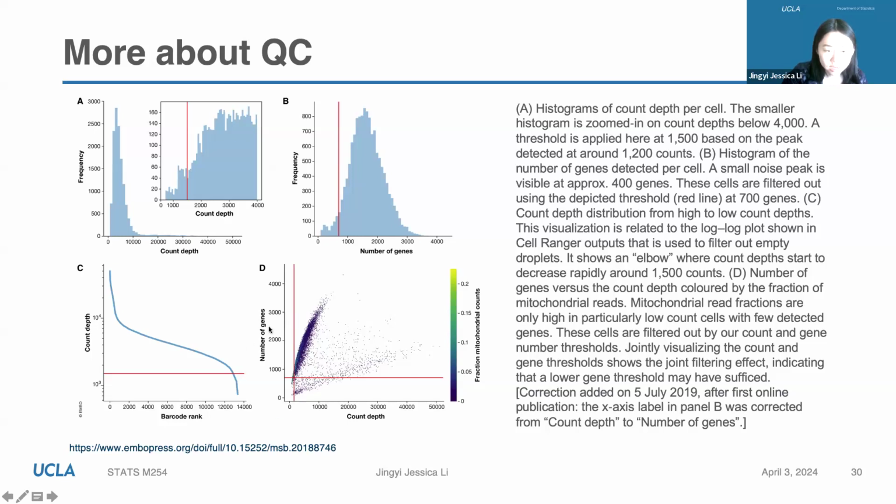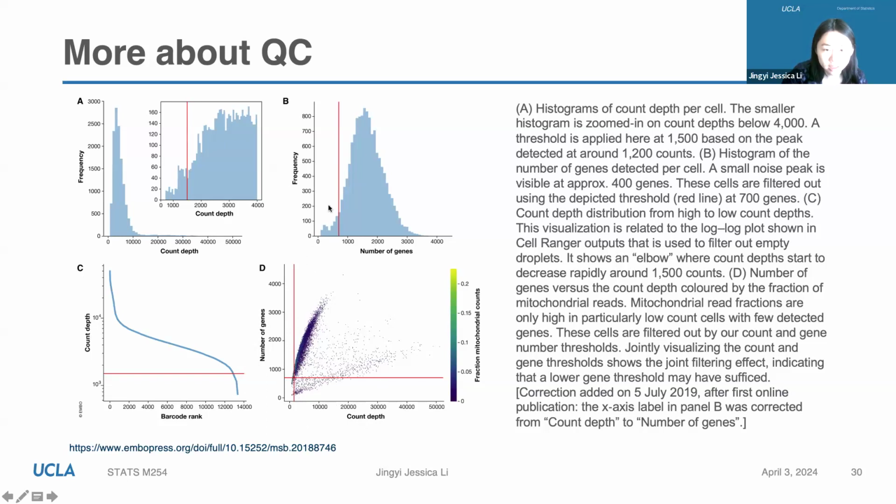The last figure is to look at two QC features covariates together: number of genes and count depth. So this is the N feature in Seurat, and this is the N count in Seurat. Using the N count threshold of 1,500, and this is the number of genes, which is 700.